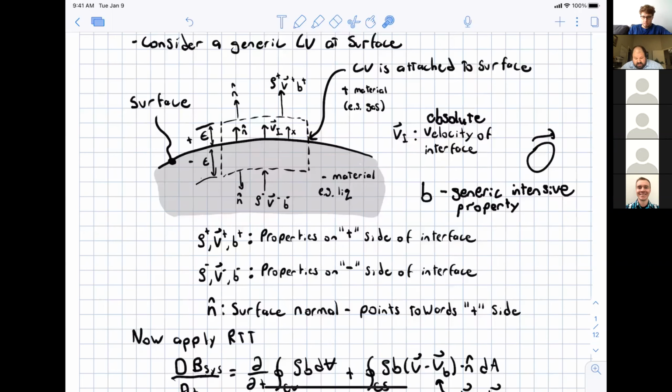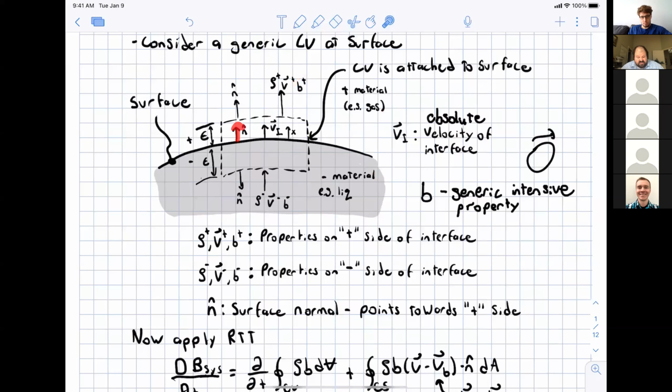Here I'm just going to label the two materials as plus and minus. It could be gas over here and liquid over here. To get an idea of how this works, we are going to modify the RTT, where we are transporting an intensive quantity B, which is just a generic intensive property. It could be velocity, internal energy, mass fraction, all kinds of things. And I'm going to define n hat. The direction you pick is arbitrary. It just matters that you are consistent.